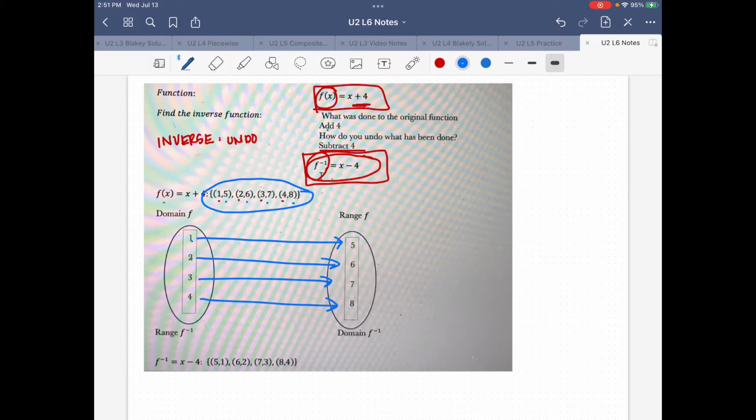So in the inverse operation, 5 is my domain and 1 is my range. So it goes the opposite way. This becomes the domain and this becomes the range. Okay? The domain of the original function becomes the range in the inverse function, and the range of the original function becomes the domain in the inverse function. So a simpler way to express this is just to say the x and y values are reversed or switched.